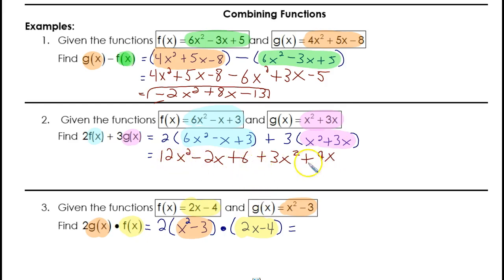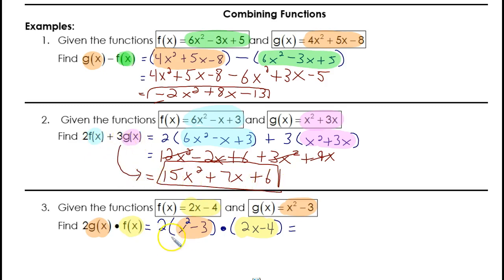Now we're going to put the like terms together. So 12x squared and 3x squared have the greatest exponent. We go first with them and get 15x to the second power. Take care of those guys. Minus 2x plus 9x is positive 7x. So take care of those guys. And then plus 6 doesn't have anyone to combine with, so it goes at the end, and we have our final answer for 2 times f of x plus 3 times g of x is equal to this trinomial, 15x to the second power plus 7x plus 6.